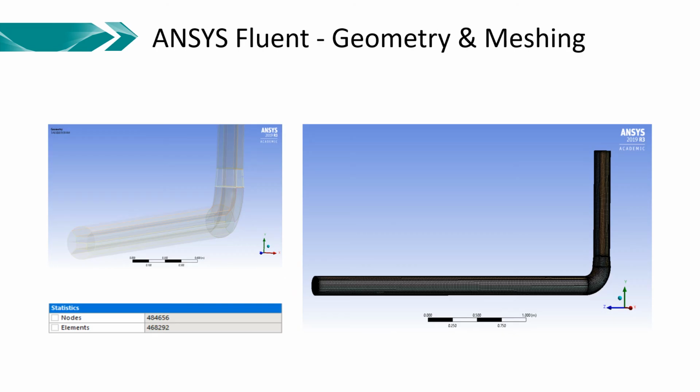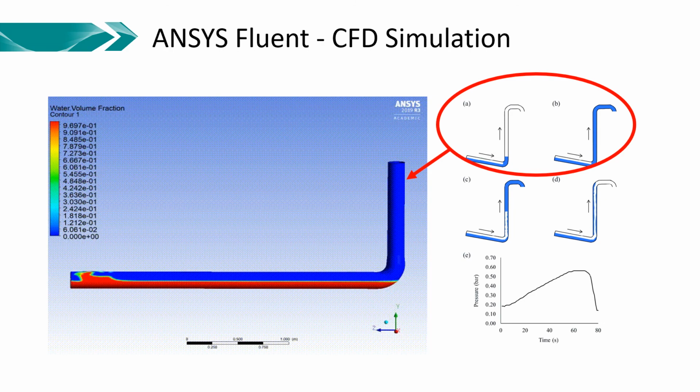In order to validate the results, we recreated the model in ANSYS Fluent. This is the geometry and meshing of the base of the riser. By inputting the flow parameters into ANSYS Fluent, we were able to simulate the flow at the base of the riser, and it was found that the behavior of the flow is similar to the severe slugging process, which causes pressure fluctuations.